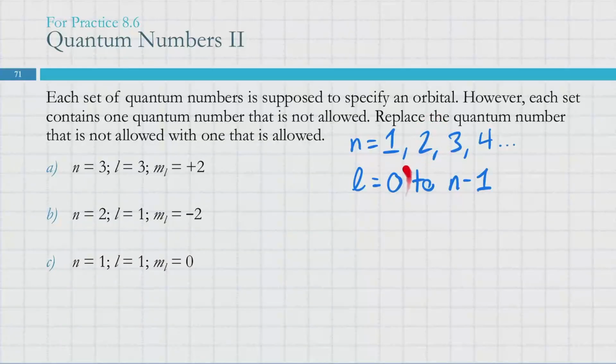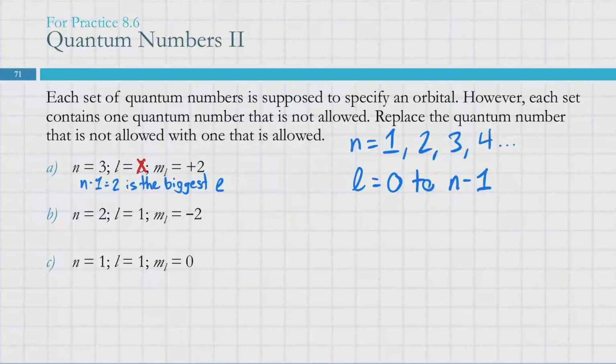For n equals 2, we can have 0, and we can also have 2 minus 1, which would be 1, so L equals 1. For n equals 3, L equals 3 is not allowed, because n minus 1 would give us 2, which is the max or the biggest L that we could have. So we can't have L equals 3.